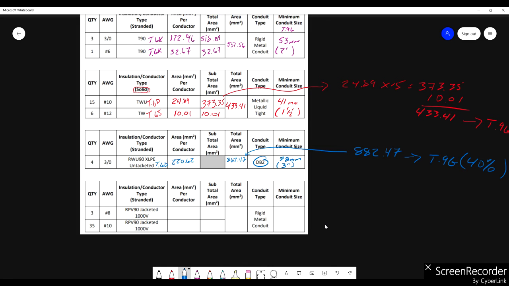All right, last one. Let's pick a color I haven't used yet. Let's try this yellow. We have RPV 90, so solar panel wire. 1000 volt, jacketed, both of them. 2 different sizes though, different quantities. Right, so 3 number 8s, 35 number 10s.